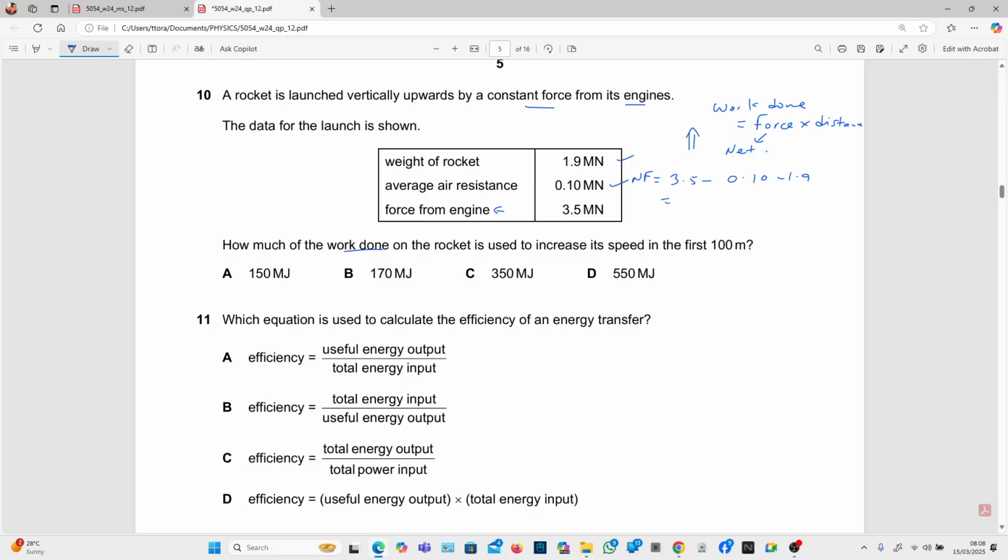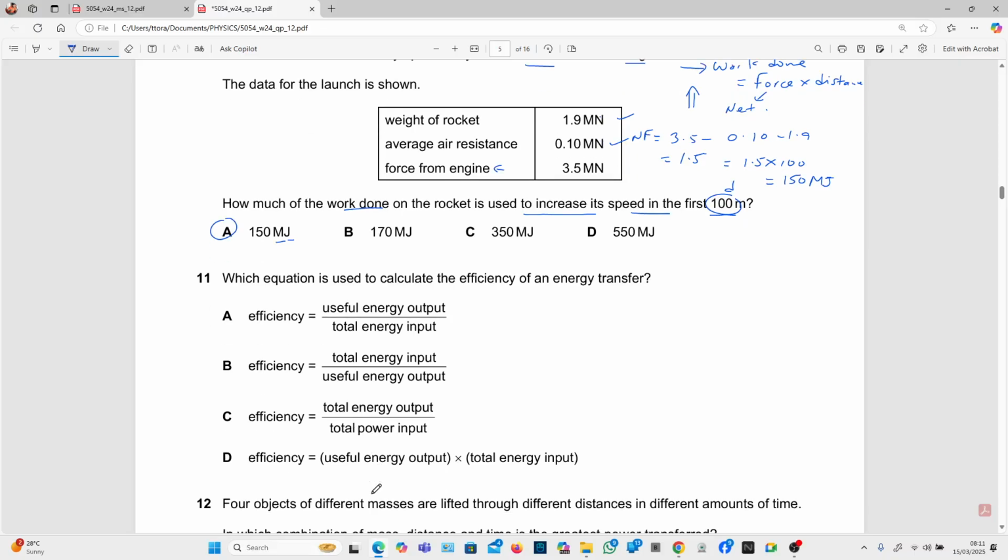So that's going to come to 1.5. Because we know the formula, force multiplied by distance, the distance, how much work done on the rocket is used to increase its speed in the first 100 meters. That's our distance here. So it's going to be 1.5 times 100. That's what we use this formula for, and so that's going to become 150 million joules. It's given in million newtons here, so the answer should then be A.